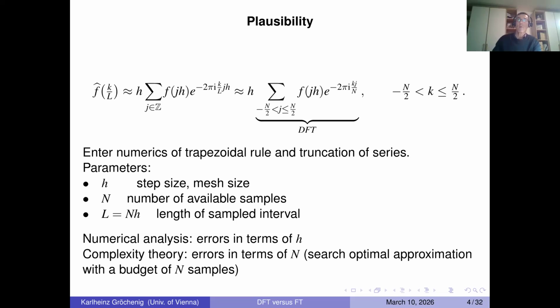When we deal with error estimates, numerical analysts usually give the errors in terms of the step size h. In complexity theory, they would often measure the errors in terms of the number of samples. And the question asked is slightly different. Basically, they search for the optimal approximation with a budget of n samples. So these are two slightly different questions.